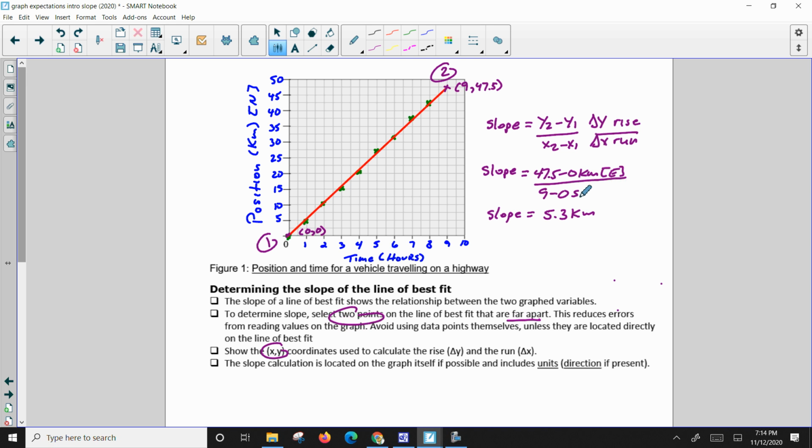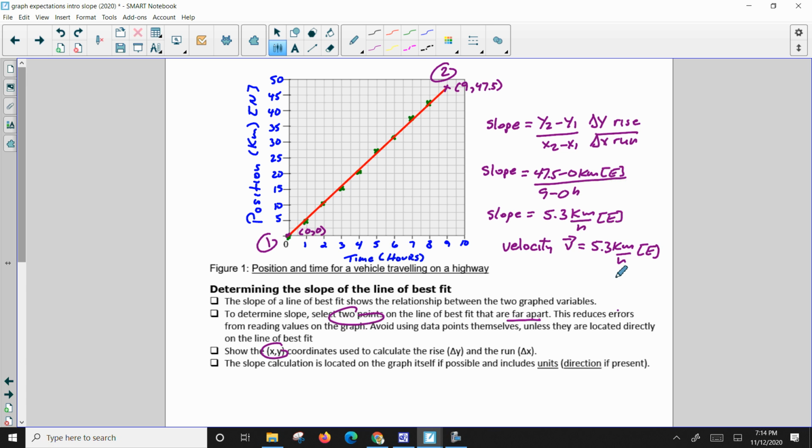And I just noticed an error. This should actually be in hours up here. So kilometers per hour east. That's my relationship. It looks like every hour we travel about 5.3 kilometers in this particular situation. If you think about kilometers per hour, doesn't that sound like a speed? Well, when we have direction, that's actually called velocity. So we have the velocity, and we use the symbol v with an arrow on top. The velocity of the vehicle is 5.3 kilometers per hour to the east.